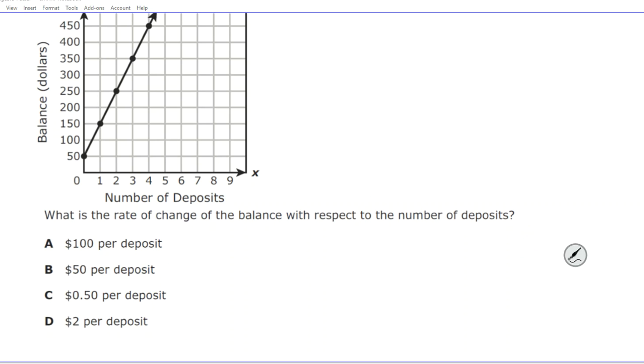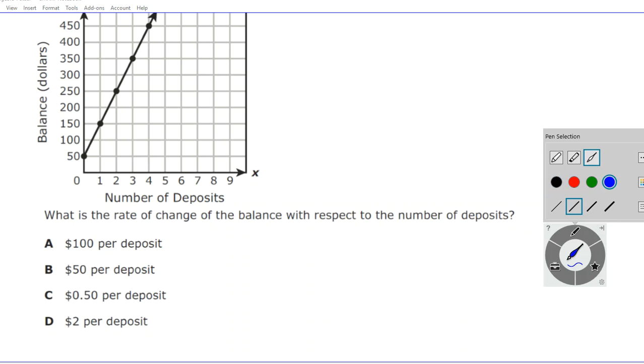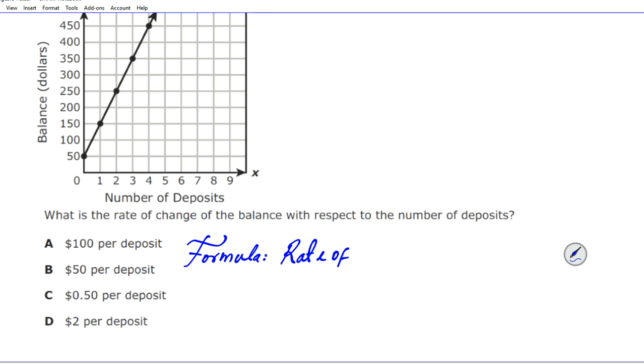Alright, so what we're going to do first is start by writing down the formula for computing the rate of change. Okay, so let's write down the formula. Formula for rate of change. So the rate of change on an interval, let's say you're going from x1 to x2.